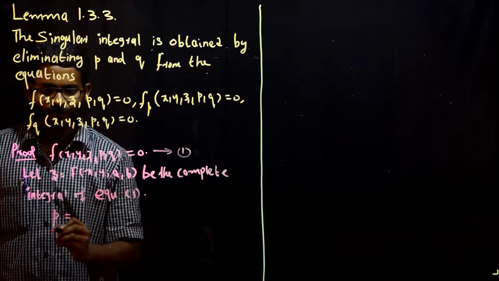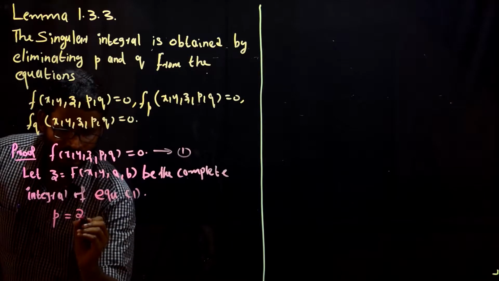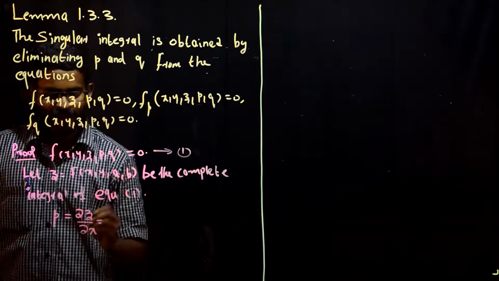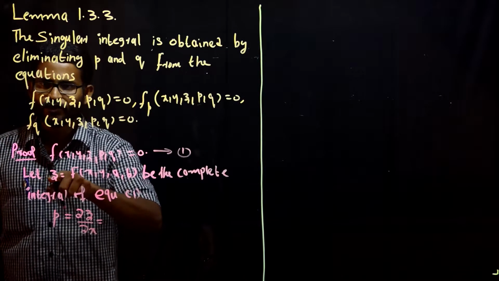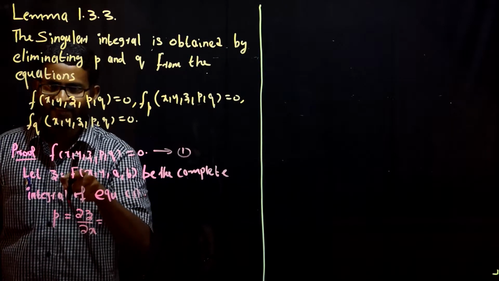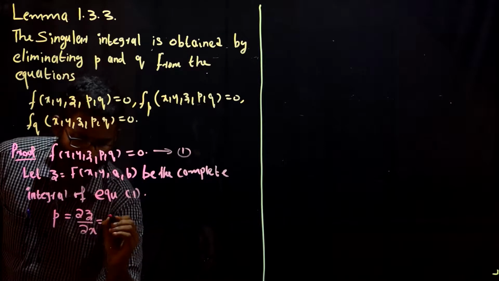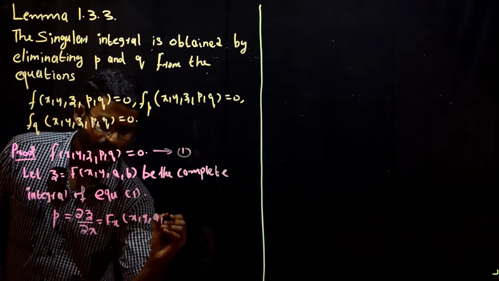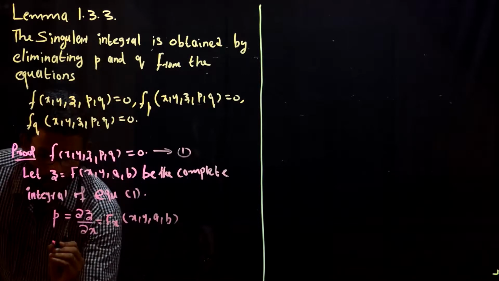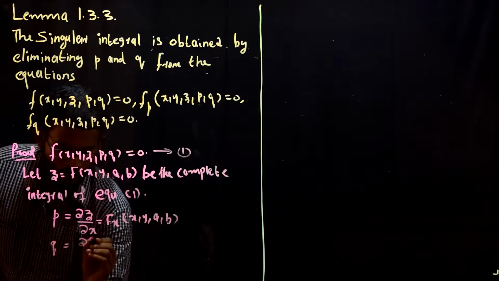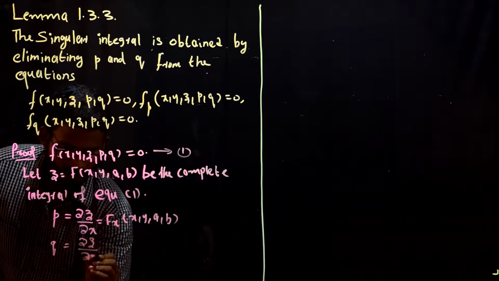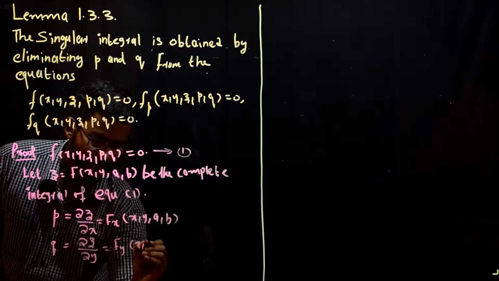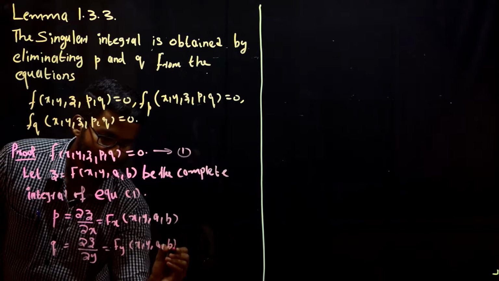Small p is equal to ∂z/∂x. That is, differentiate this z with respect to x, which means differentiate f with respect to x partially. That is, f_x(x, y, a, b), and q = ∂z/∂y, which is equal to f_y(x, y, a, b).